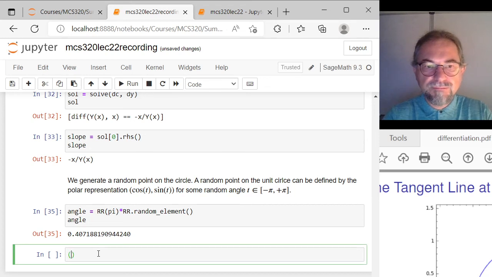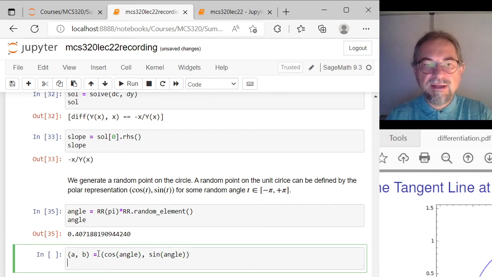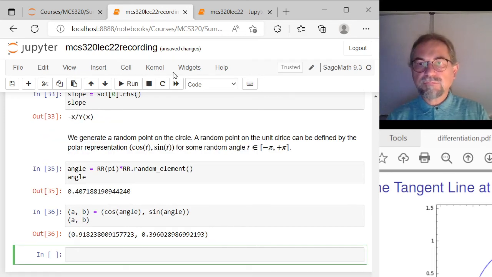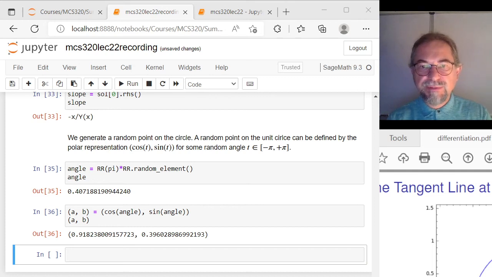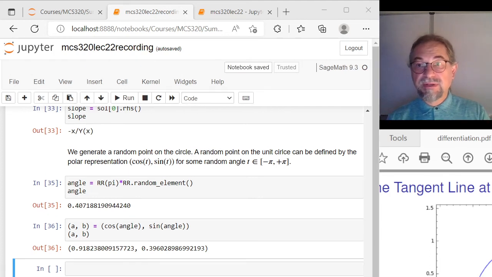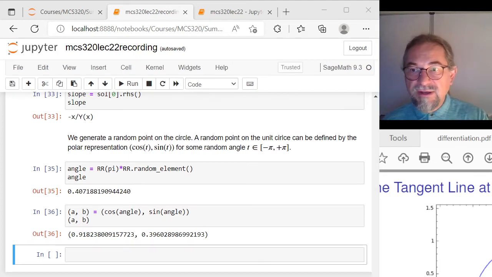So I have to take the cosine of the angle and the sine of the angle, and that gives me the two coordinates for the point. And what I'm going to do with these two coordinates, I'm going to replace in the slope. So I have here the expression for the slope. The x will be replaced by a, and the y of x will be replaced by b. So we defined simultaneous and sequential substitution.